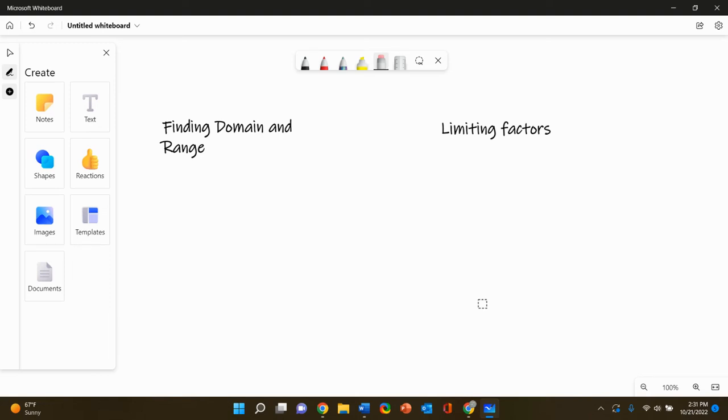We're going to talk about domain and range for just a few minutes. Finding domain and range from a function is kind of a simple thing because we're just looking for some limiting factors that are going to help us out. So we're going to take a look at a few functions here.